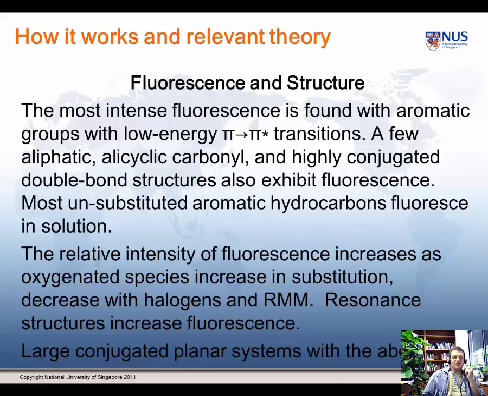The intensity of fluorescence increases with the oxygenated degree of the species and with the degree of substitution. It decreases with halogens and decreases with molecular mass. Resonance structures increase the fluorescence. So effectively you're looking for large conjugated planar systems with some of these features. Then you can be more confident of finding a fluorescing system.